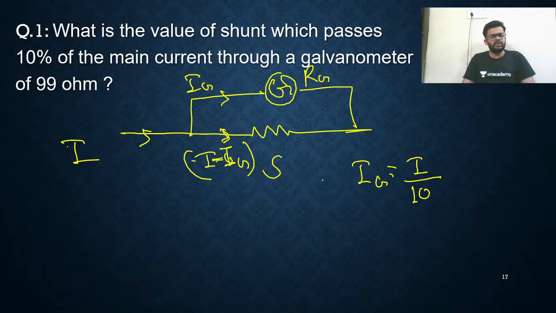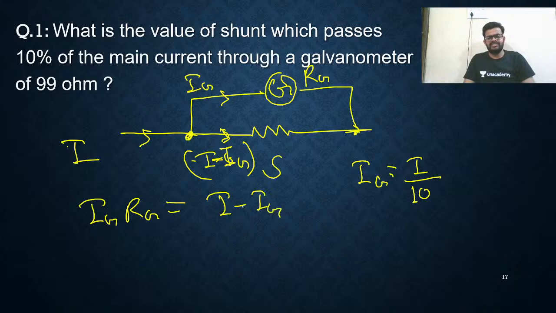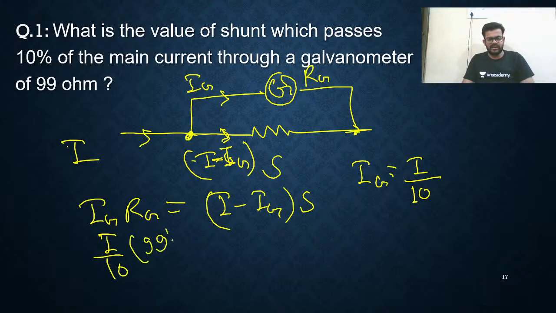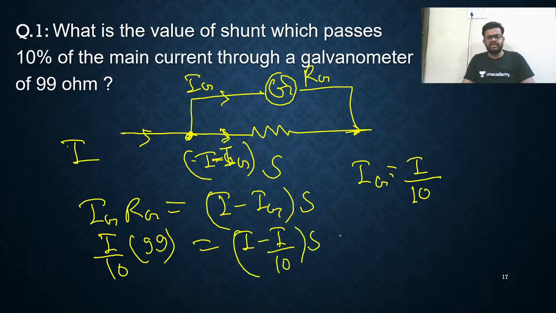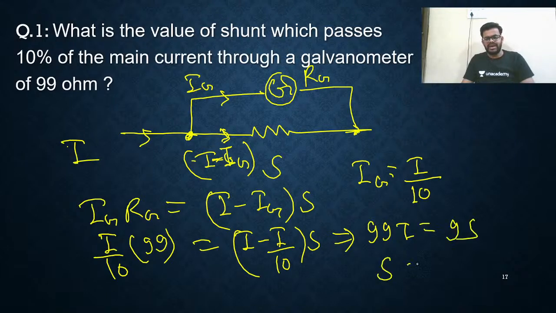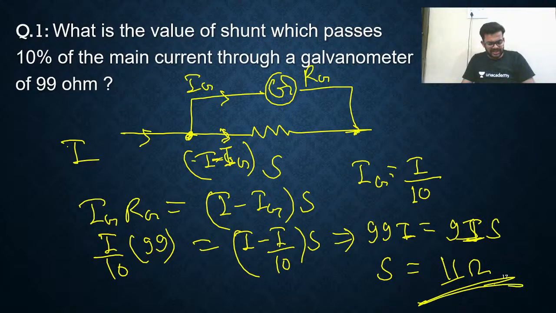So the potential across the galvanometer and the shunt will be the same. So Ig into Rg will be equal to I minus Ig into S. Just put the values: I by 10 into Rg, where Rg is 99 ohm, equals I minus I by 10 into S. The value of S we have to find. Everything will cancel, and you will get 99I equals 9IS. So S equals 11 ohm. That's all, this is the answer.